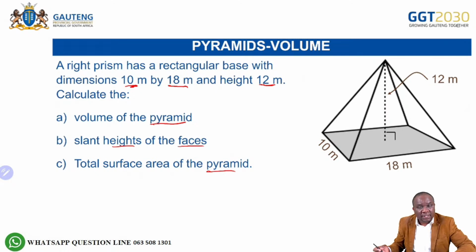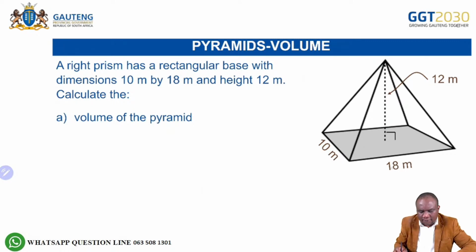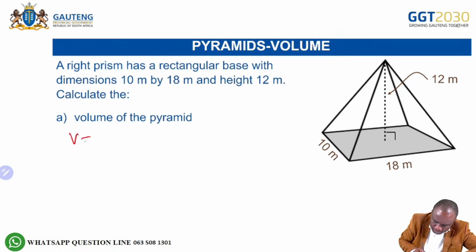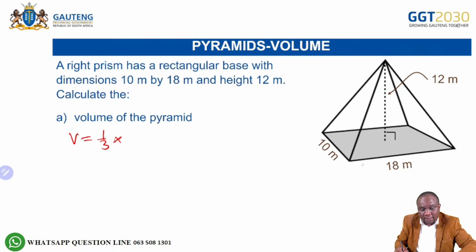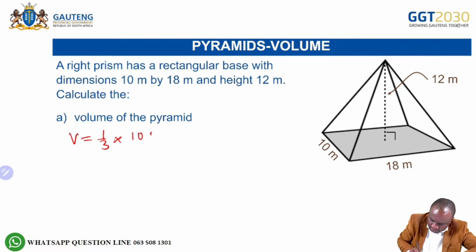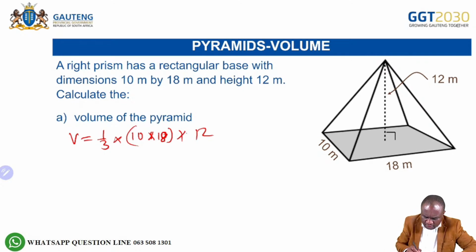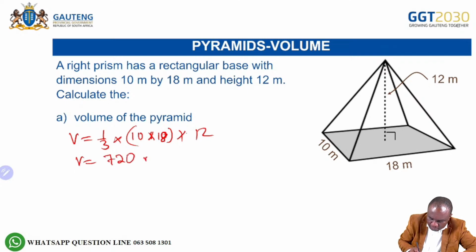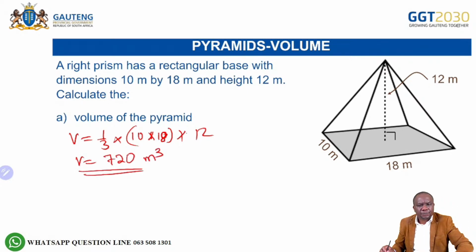Right, volume of the pyramid, we know how to find it. This one is going to be easy. It is 1/3 of the area of the base times the height. So volume is equal to 1/3 of the area of the base, which is 10 times 18, times the height, which is 12. Okay? You can put this in the calculator and you will get that volume is equal to 720 cubic meters. That's the volume there. All right, let's move on to B.